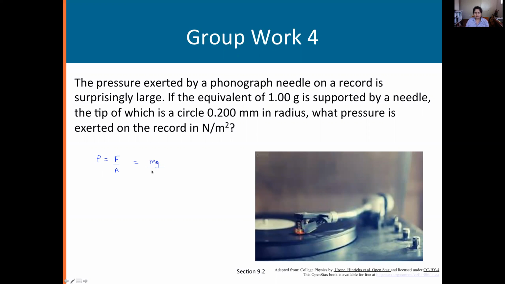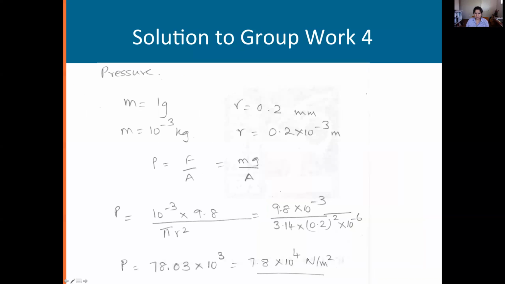What is the area? Let's take it as 2 dimensions, so it's going to be pi r squared, where r is this. It's just given to you as a circle, so that's the area of the circle. And now you can just insert values and do your calculation. And when you do that, you should get the pressure as 7.8 times 10 to the power 4 newtons per meter squared.